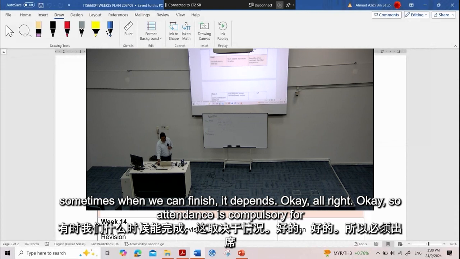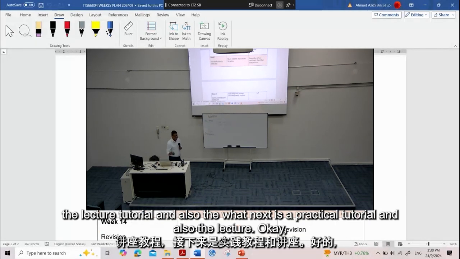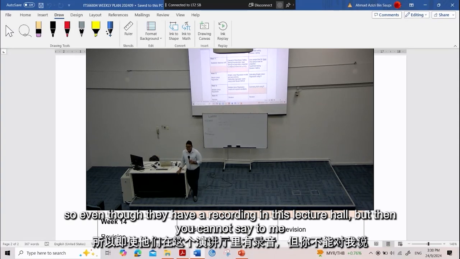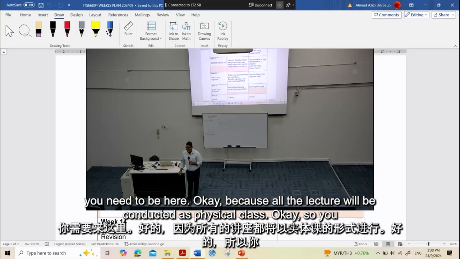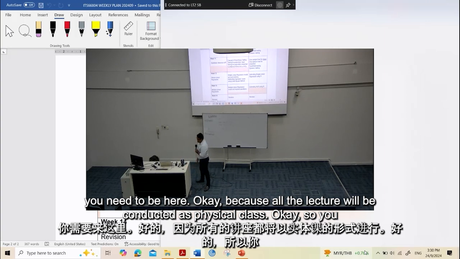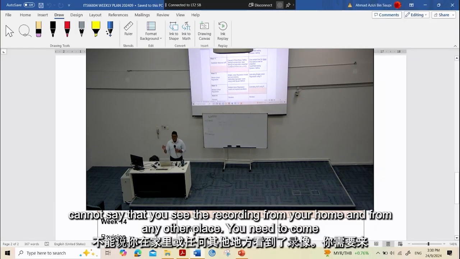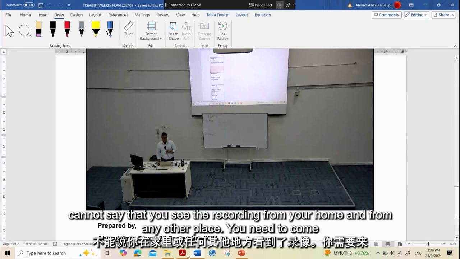Attendance is compulsory for the lecture, tutorial, and also the practical. Even though they have a recording in this lecture hall, you cannot tell me that you watched me live in this class and then you didn't attend the class. So you need to be here, because all the lectures will be conducted as physical classes. You cannot say that you see the recording from your home or any other place. You need to come here.